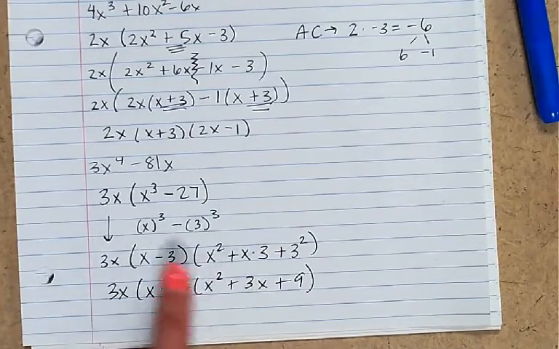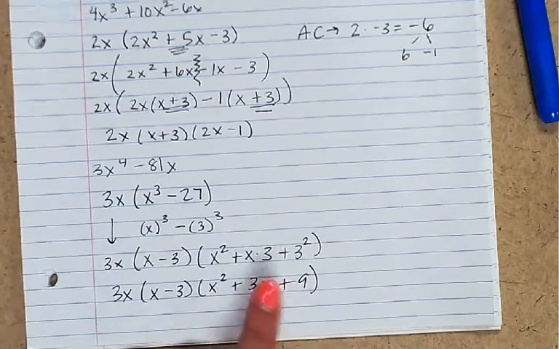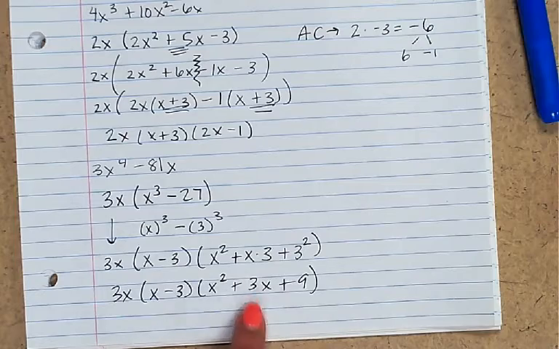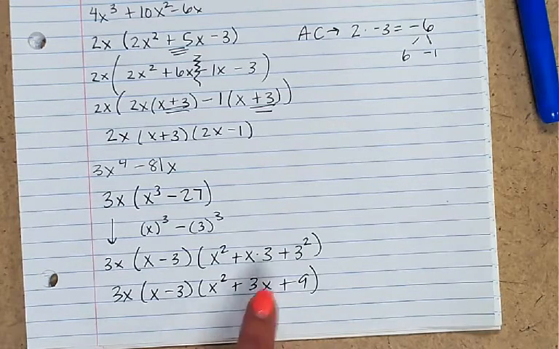If I simplify all of that, it should look like that. If you ever do sum or difference of cubes, this trinomial that's created can never be factored any further. It's always stuck.